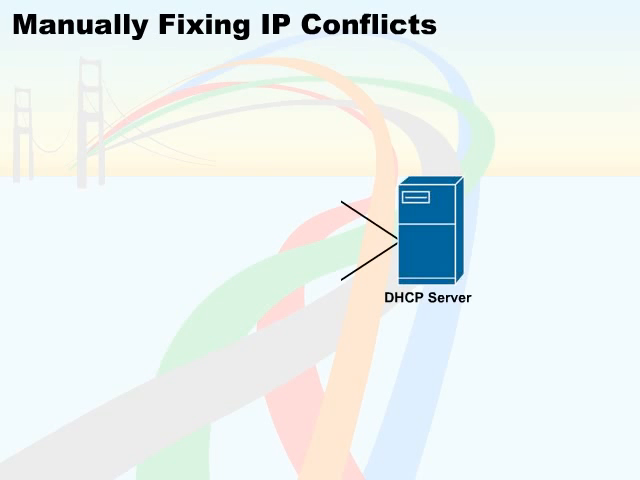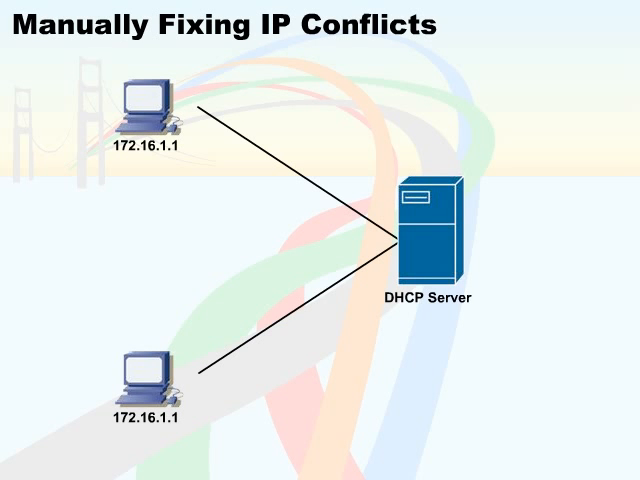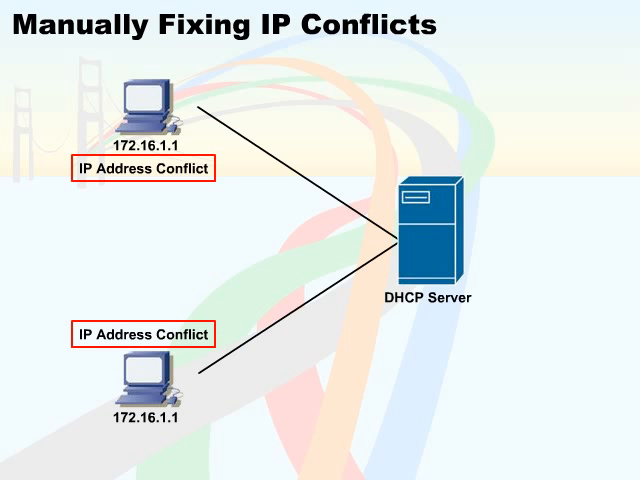Let's say you've turned on one DHCP server on your network and turned off all the others. You think, great, no more IP address conflicts. The DHCP server will take care of them. Unfortunately, that still isn't always true.